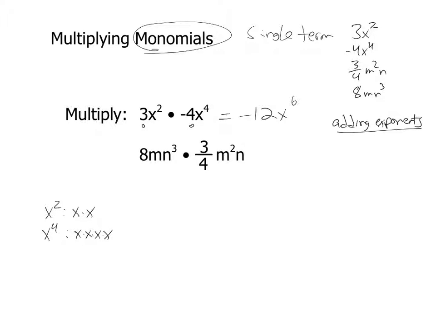So now we'll do 8mn cubed times 3/4 m squared n. So we multiply 8 times 3/4. Remember, 8 times 3/4 means multiply the numerator by 8. So we get 8 times 3 over 4, which is 24 divided by 4, which is 6. Adding exponents now. The exponent on the m is 1, so 1 and 2 give us m to the third. 3 n's times 1 more n is n to the fourth. So their product is 6m to the third, n to the fourth.